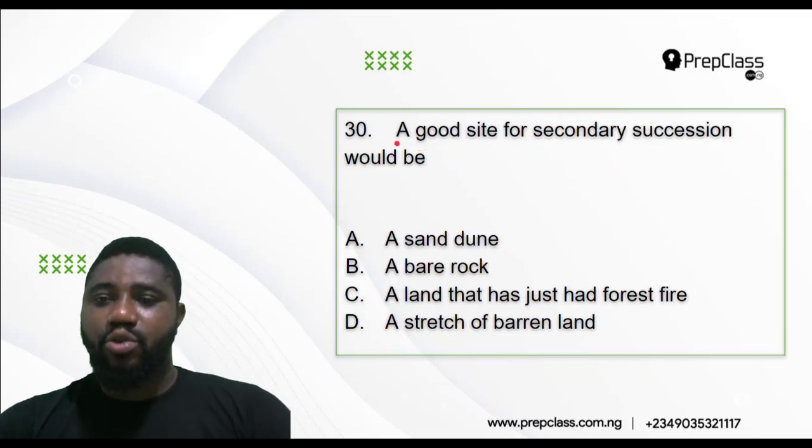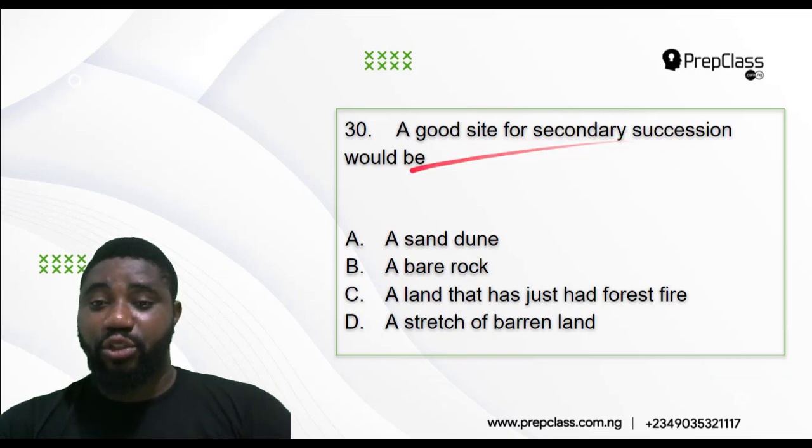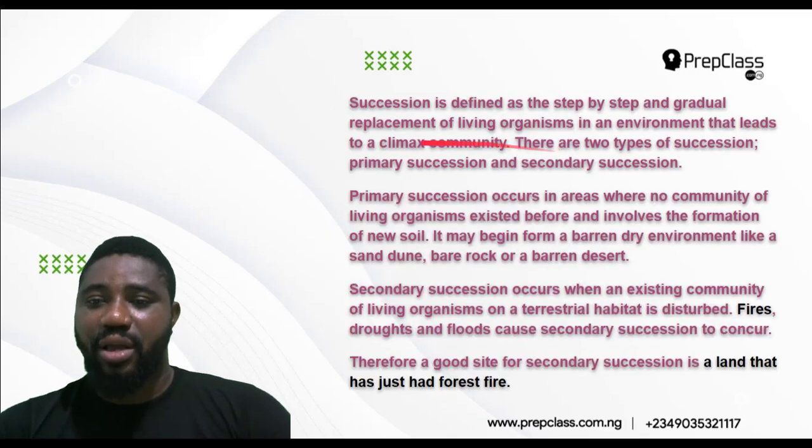30. A good site for secondary succession would be: A, a sand dune; B, a bedrock; C, a land that has just had a forest fire; D, a stretch of barren land. Which one would be a good site for secondary succession? Now look at what I said here.